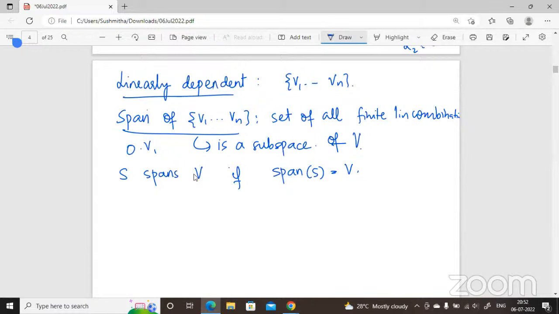So the span of a subset is not a subspace by definition. In fact, it is a subspace. You can prove that it is a subspace. Definition means you define it to be like that. But here we can actually prove that it is a subspace.